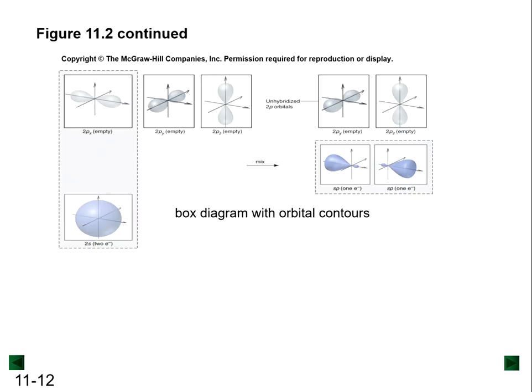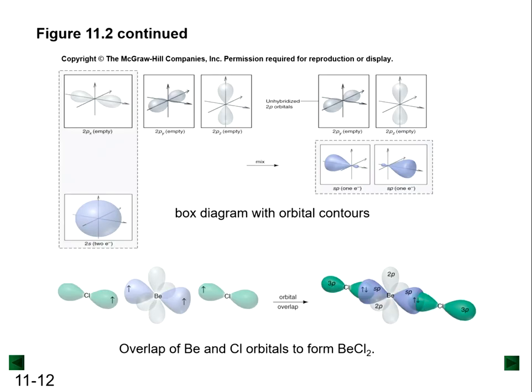Here we see a picture of the interaction of the sp hybrid orbitals with the chlorine p orbitals. The chlorine has a half-filled 3p orbital, and that half-filled 3p orbital interacts with the sp orbital, and those two interact end-on. So they actually have radial symmetry to them. So this is a sigma bond. So we form two sigma bonds, one between the beryllium and chlorine, and the other between the other chlorine and the beryllium atom.